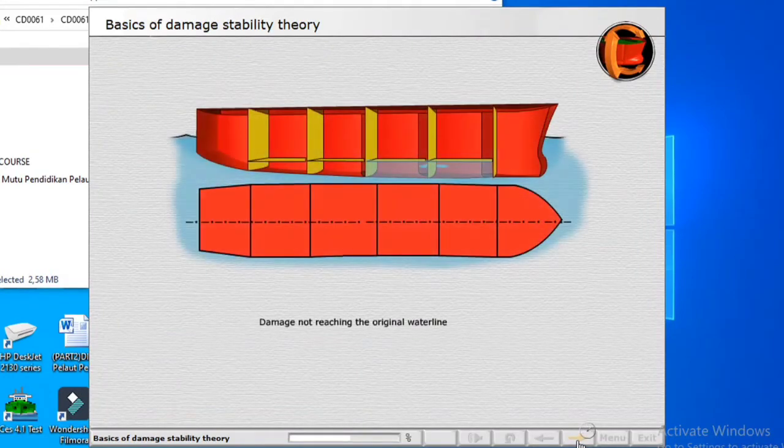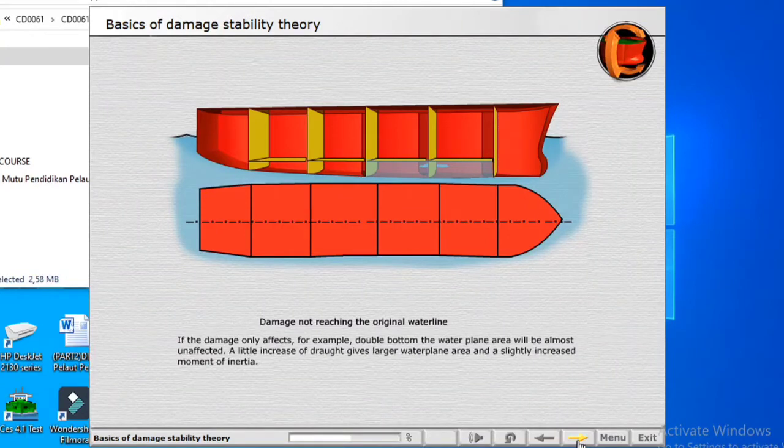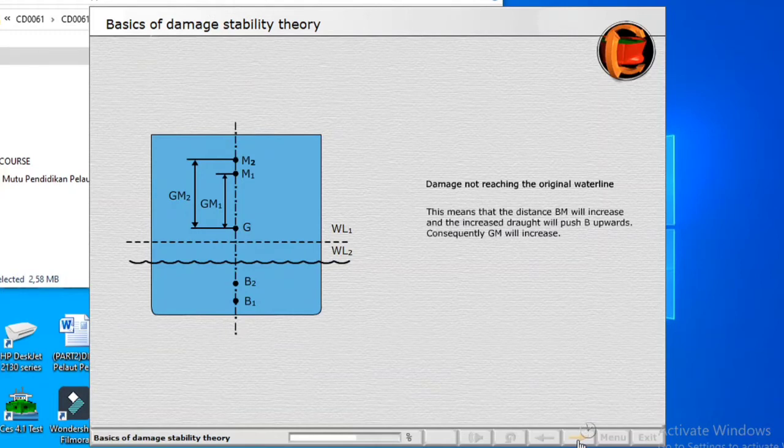Damage not reaching the original waterline. If the damage only affects, for example, the double bottom, the water plane area will be almost unaffected. A little increase of draft gives a larger water plane area and a slightly increased moment of inertia. This means that the distance BM will increase and the increased draft will push B upwards. Consequently, GM will increase.